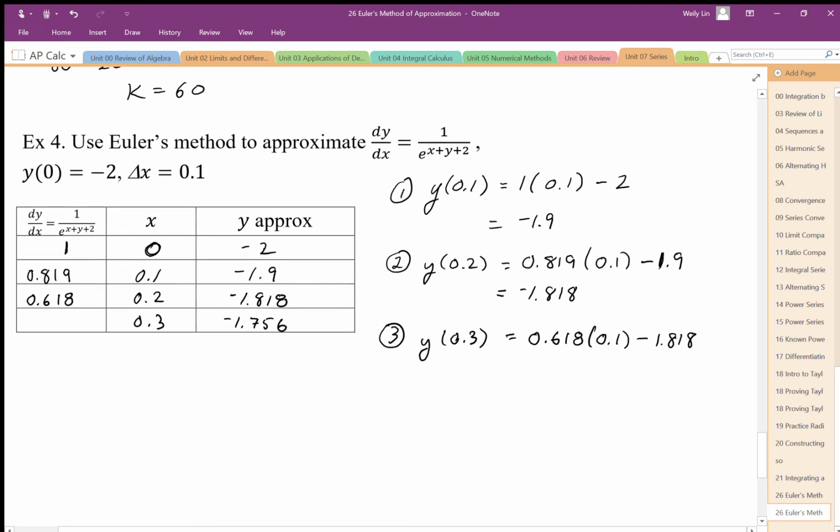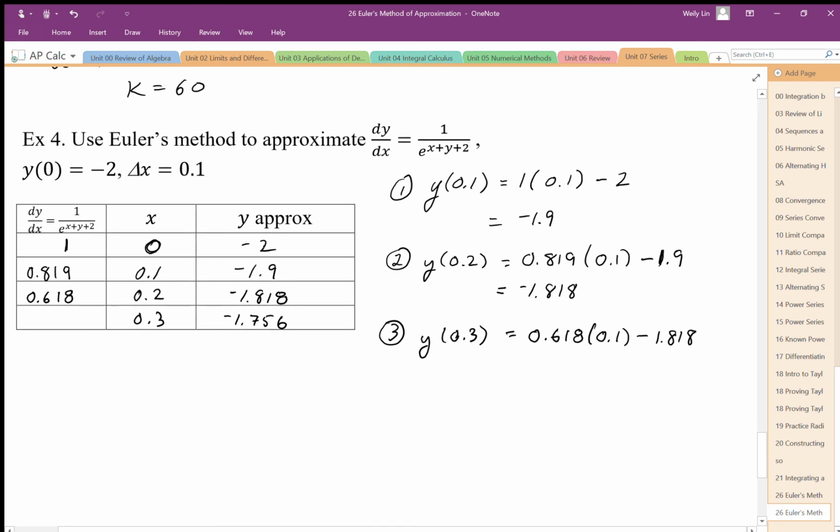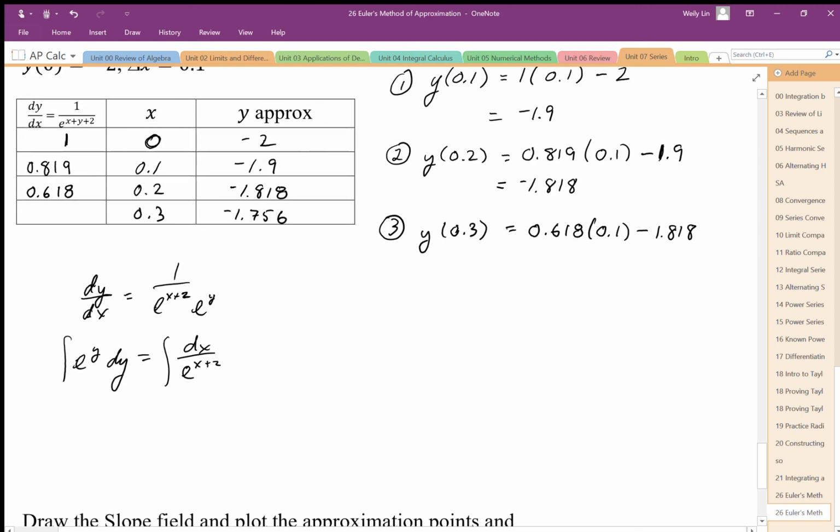This one happens to be a separable equation, so if you really wanted to, we could write this as a separable equation like this, dy by dx is equal to 1 over e to the x plus 2, and then e to the y. And then we can actually separate this and integrate this. So we end up with e to the y dy is equal to dx over e to the x plus 2. Integrate both sides. Okay, this is going to end up being e to the y is equal to e to the negative x minus 2, negative, plus c. Okay, and then we can solve for this y.